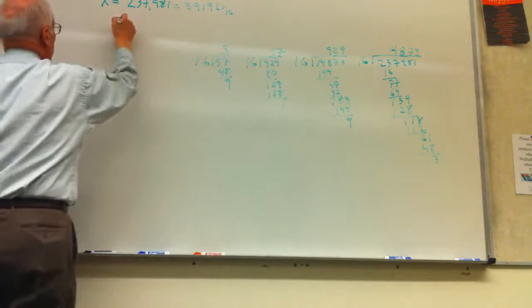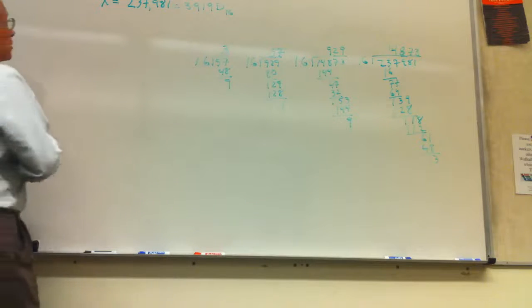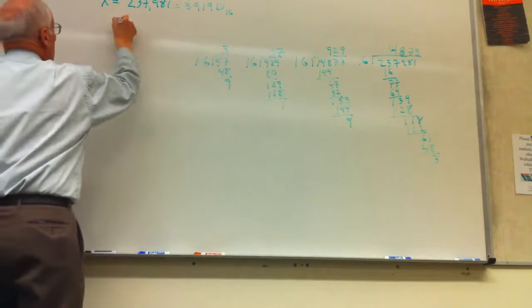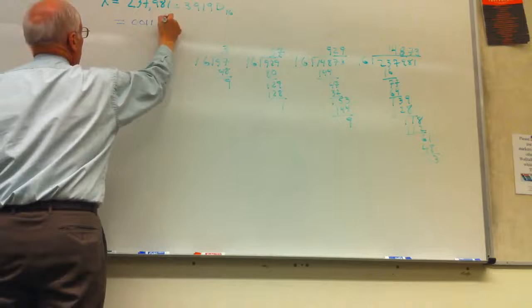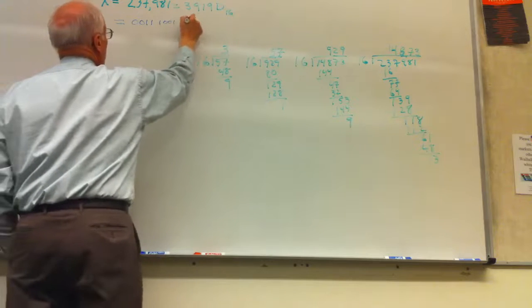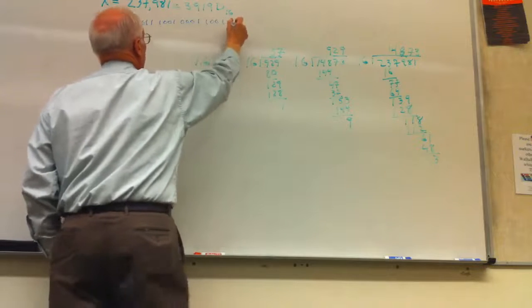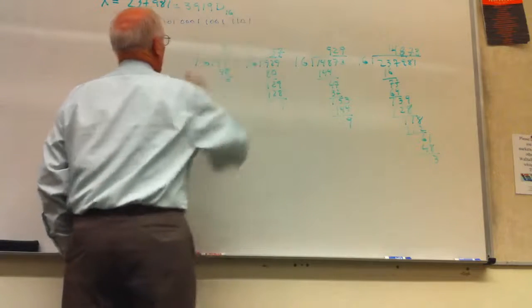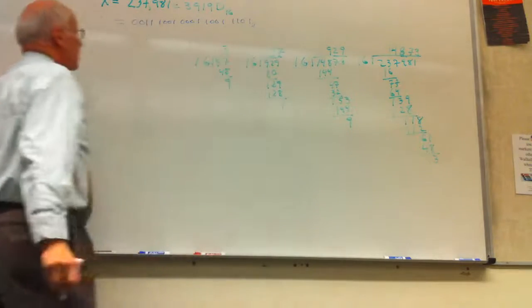Now I can write that in binary then, just by converting each individual hexadecimal digit. So I get 3, 9, 1, 9, D in binary.